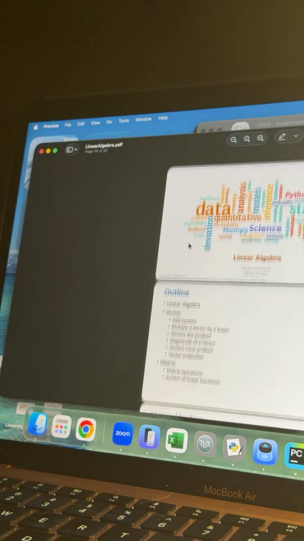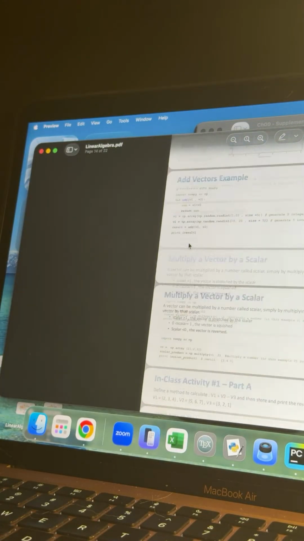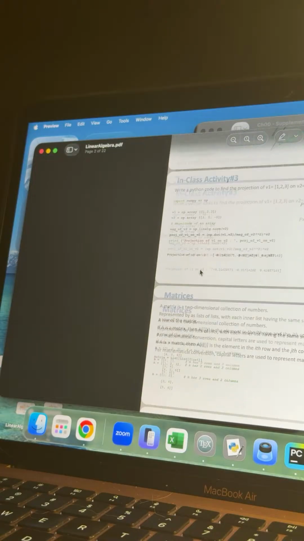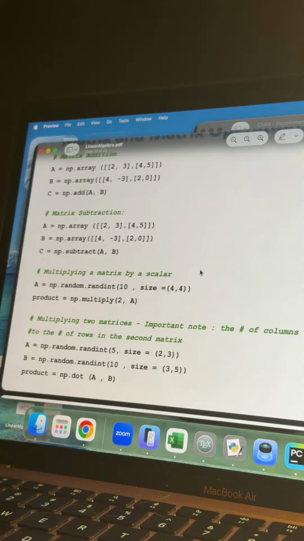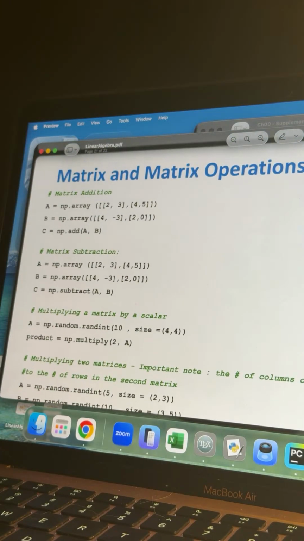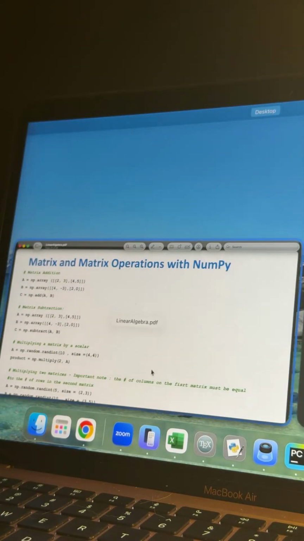This is the linear algebra PDF. Let's see. Matrix and matrix operations with NumPy. Like, how are you supposed to remember these things just by looking at it? I don't know. I guess.